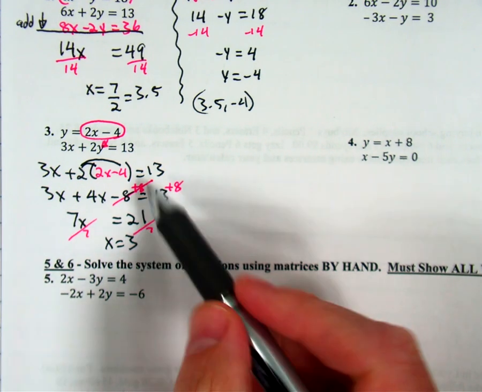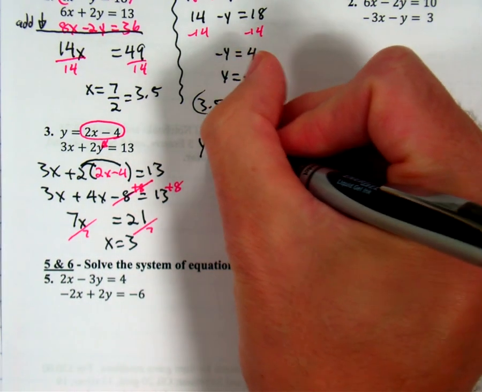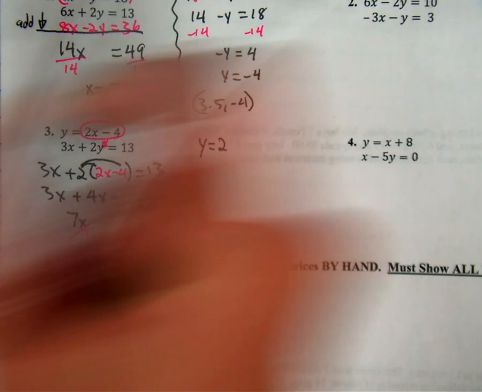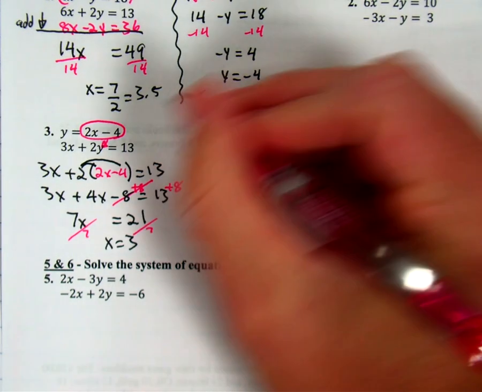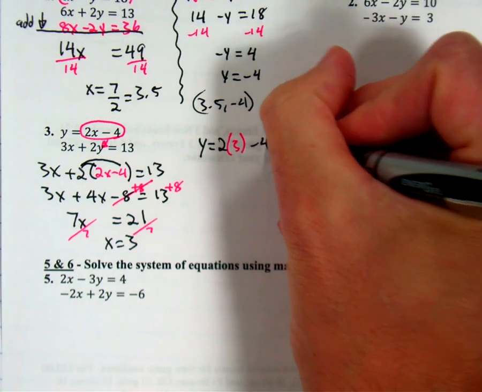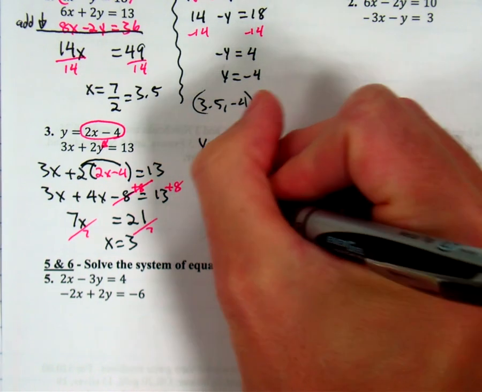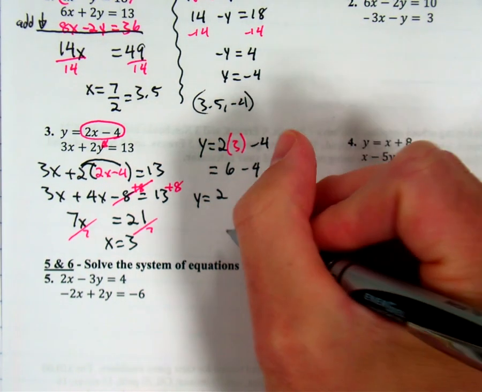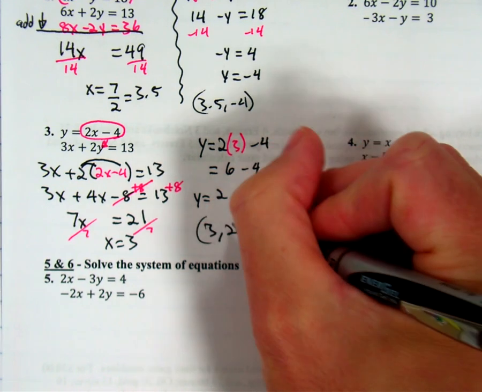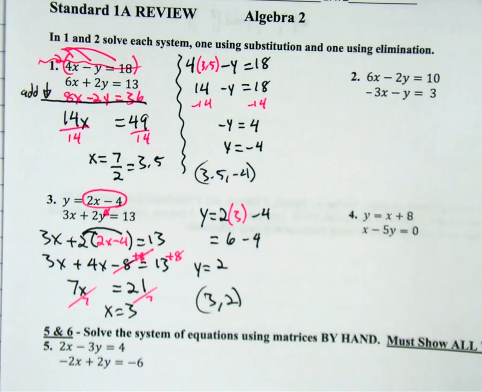Okay, and we also have this really friendly equation that says y equals. Let's plug that 3 in for x. Not 2x minus 4, 2 times 3, because I know what x is. So we're going to have 6 minus 4, y equals 2. 3, comma, 2. Alright, so there's your substitution and elimination. Okay, you'll have something similar to that on your test.